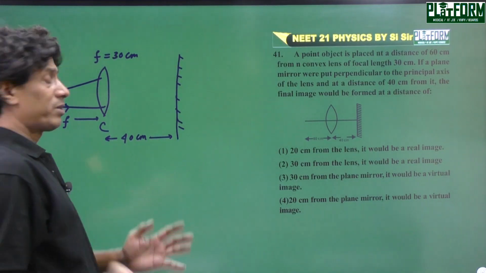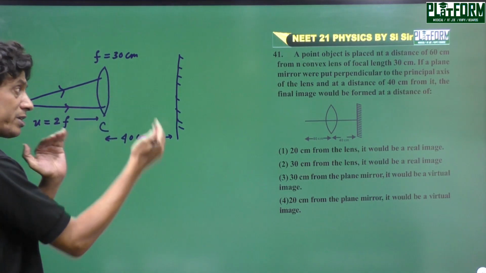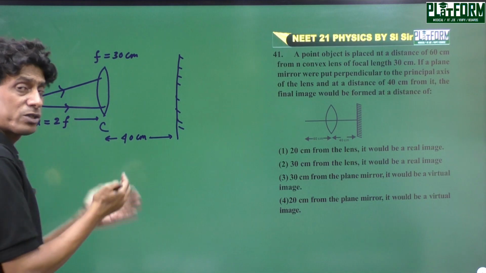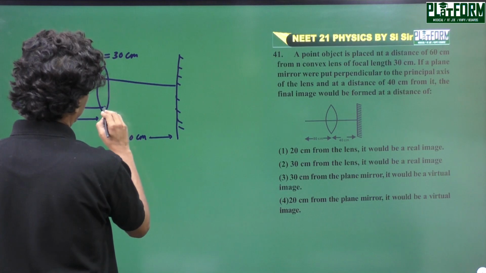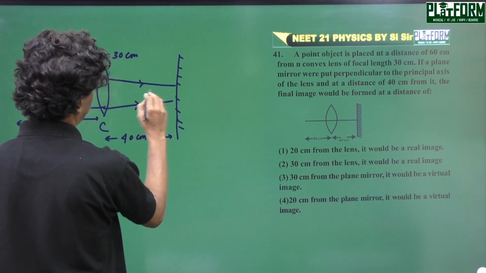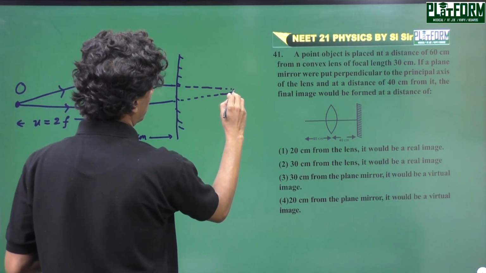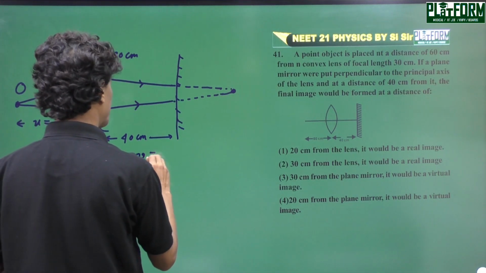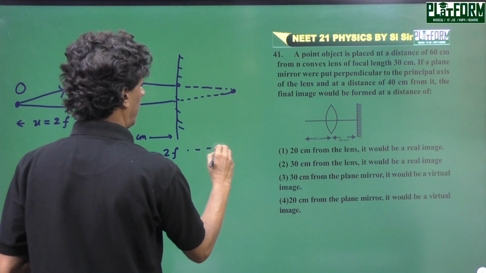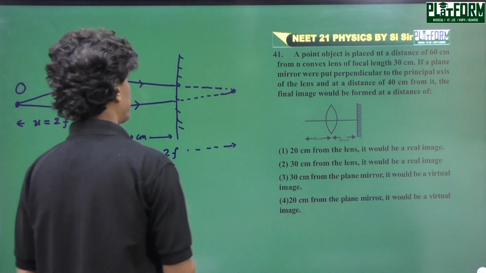You know, from the simple conception, if the object is placed at a distance twice f, then the image of this object will form at 2f distance. So the converging rays are supposed to converge at a point from this lens. It is V at 60 centimeter. If the object distance is 60 centimeter, the image distance is 60 centimeter.